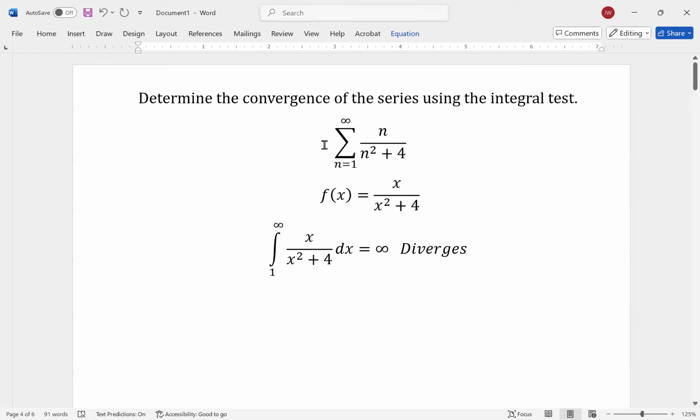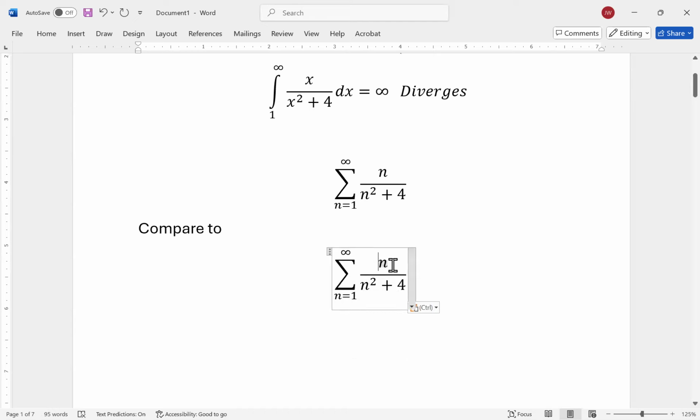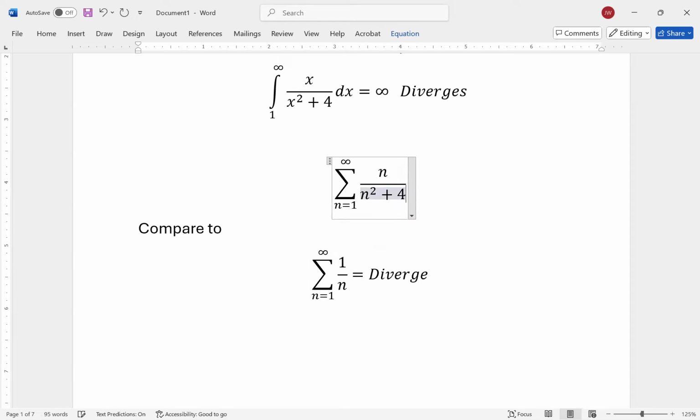Well, now with the limit comparison test, I can simply say, take that infinite sum and compare it to an infinite sum of, well, this is linear over quadratic. So think of this as 1 over n to the first power, which I know based on the P series, P there is 1. That's going to diverge. And therefore, my series also diverges based on, again, the limit comparison test.